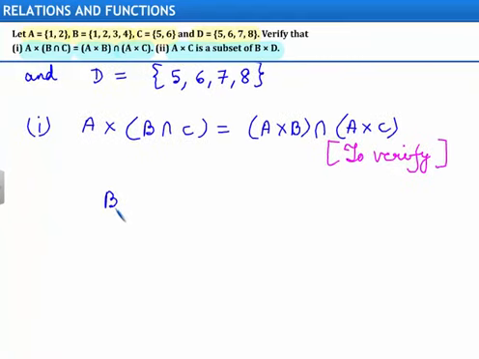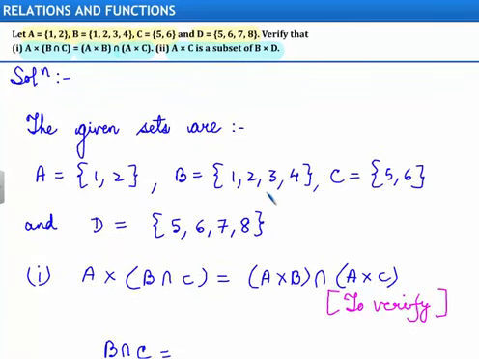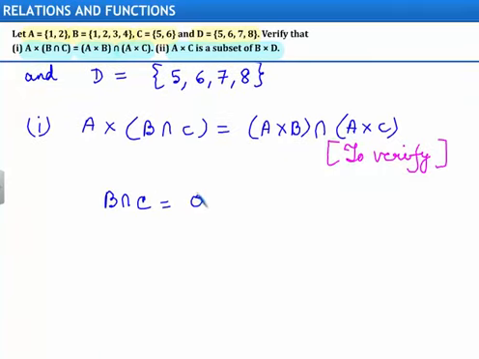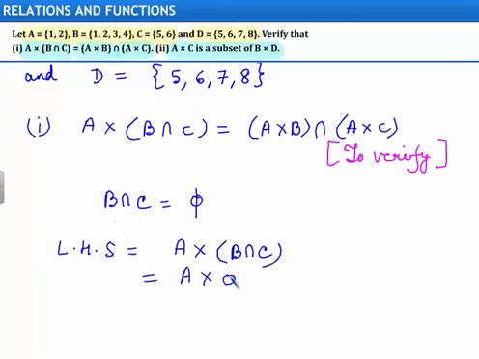Now, B intersection C is equal to, let us see, you can see there is no common element between B and C. So, B intersection C will be equal to the empty set phi. Now, LHS is equal to A cross (B intersection C). And we already have obtained B intersection C is equal to phi. So, this is equal to A cross phi. We know that the Cartesian product of a non-empty set and the empty set is always an empty set. So this is equal to phi.